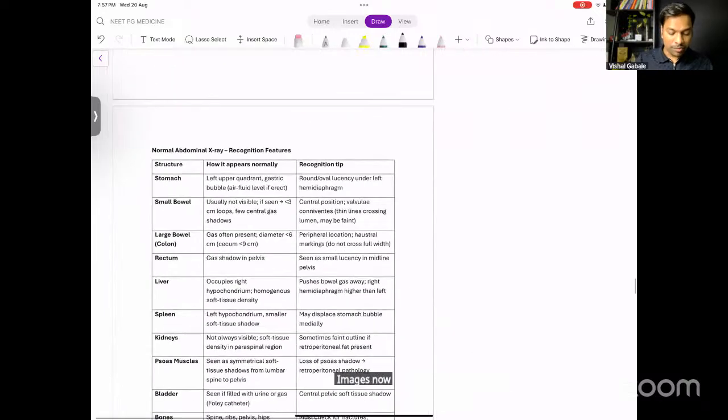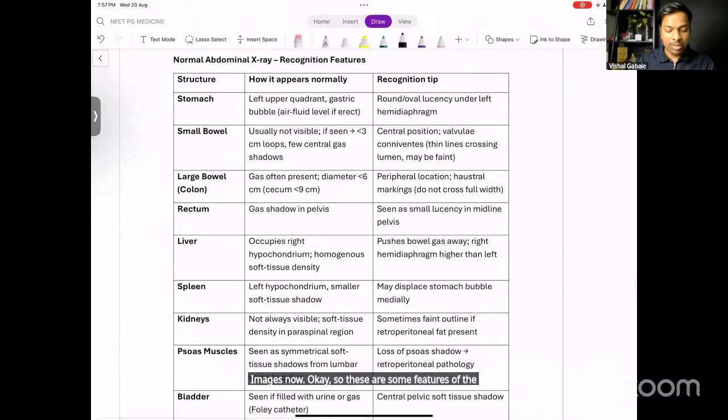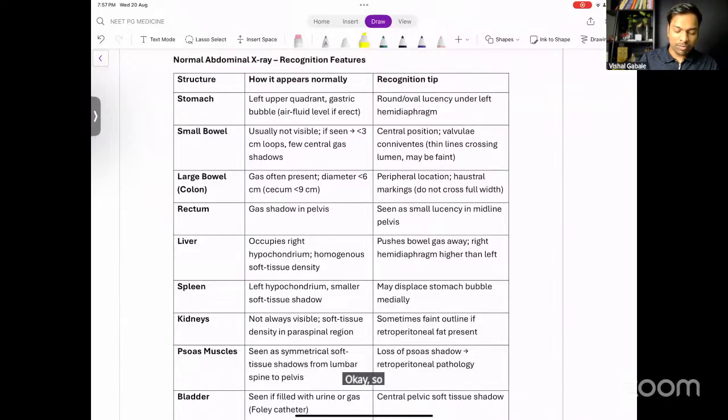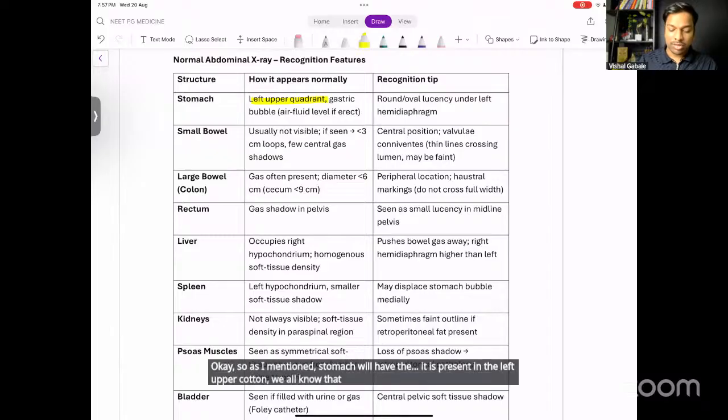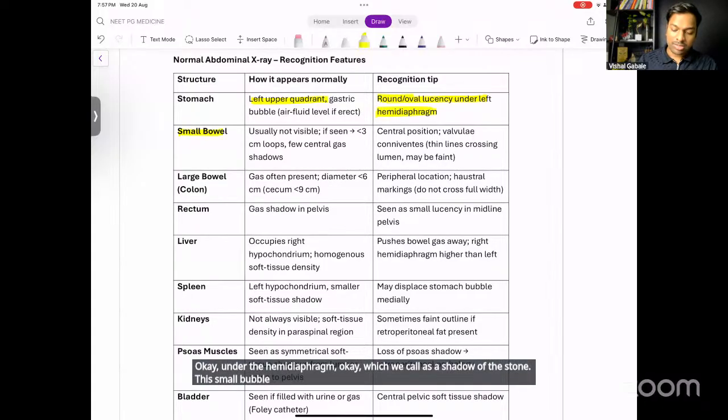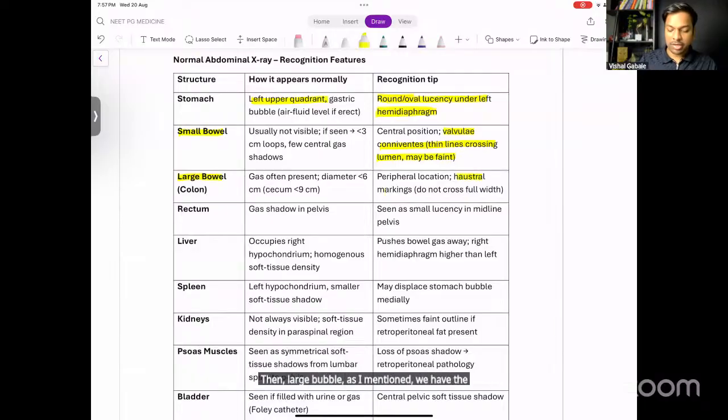So these are some features of each part of the normal X-ray. As I mentioned, the stomach is present in the left upper quadrant, we all know that, and it will have a round or oval lucency under the hemidiaphragm, which we call the shadow of the stomach. Small bowel will have valvulae conniventes, thin lines crossing the lumen, may be faint. Then the large bowel, as I mentioned, has haustral markings. They do not cross the full width.